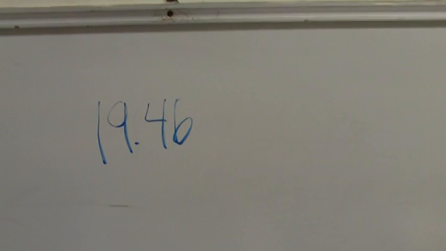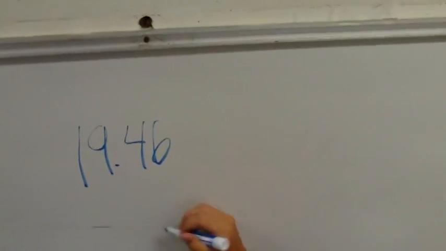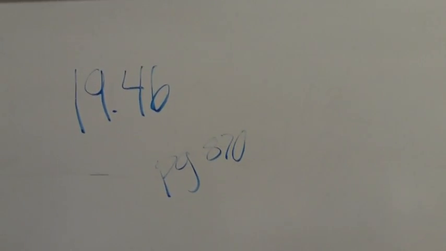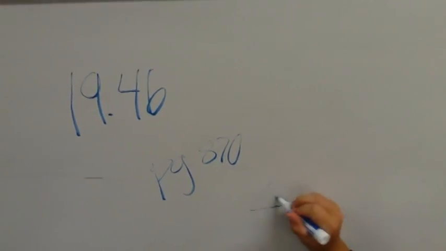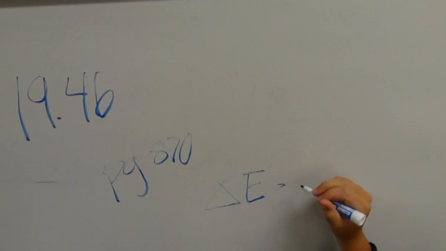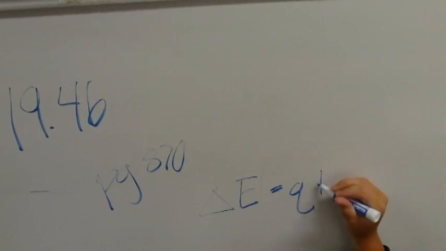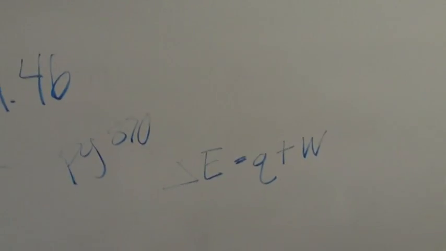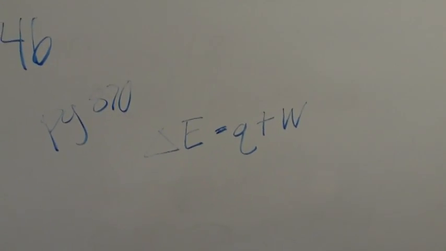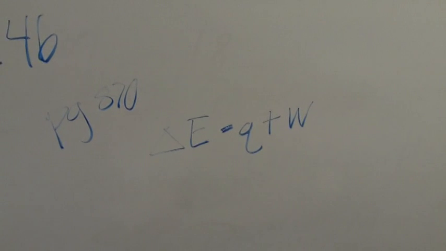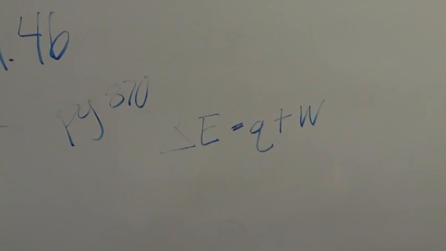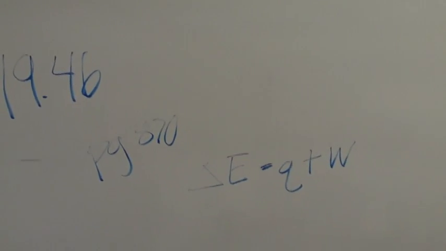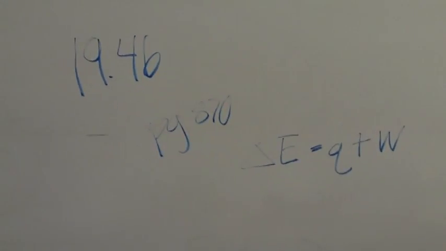All right, so if you turn to page 870 in your book, it describes the first law of thermodynamics. And the first law of thermodynamics is delta E is equal to Q plus W. Q describes the absorption or release of heat, and W is the work done on the system.